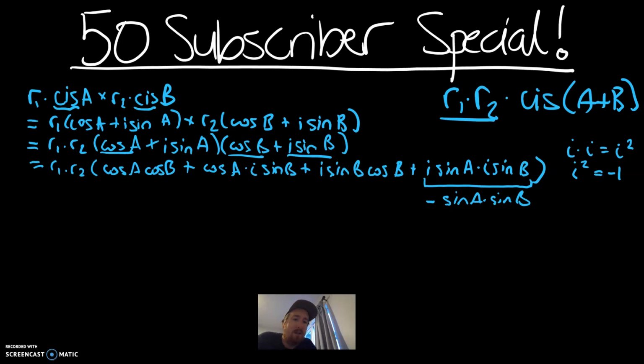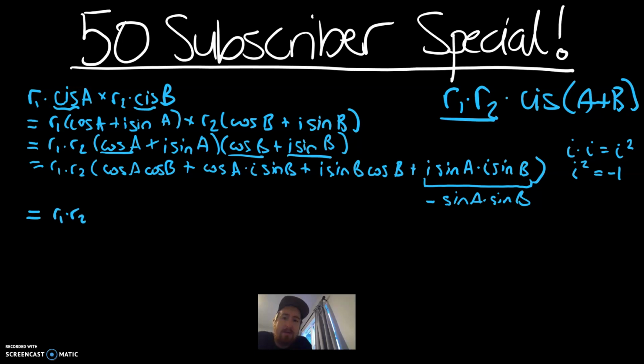And at this point, I'm just going to do a bit of rearranging. I'm going to move the things with the i's left over to one side, and I'm going to move the things without an i in it to the other side. And that'll help me with factorizing, which is quite a useful skill in this example.